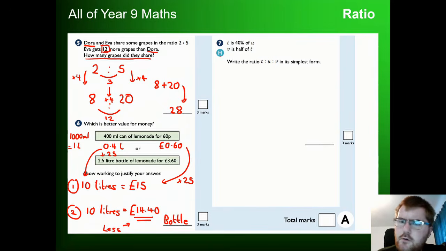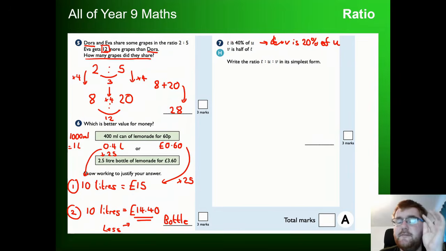Question 7, the higher level question. T is 40% of U, V is half of T. Write the ratio T to U to V in its simplest form. Where V is a half of T and T is 40% of U, then it stands to reason that V is 20% of U. Because if T is 40% and V is half of T, it's going to be half of 40%, which is 20%. So V is 20% of U.